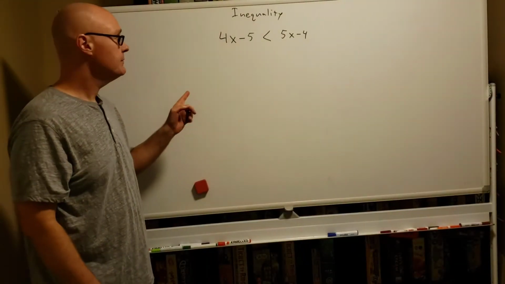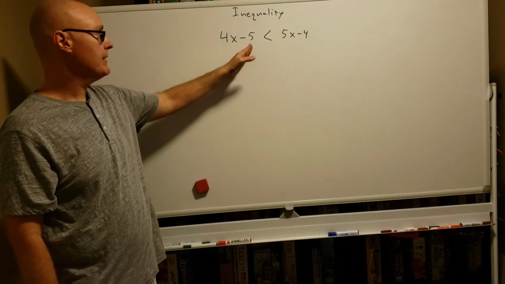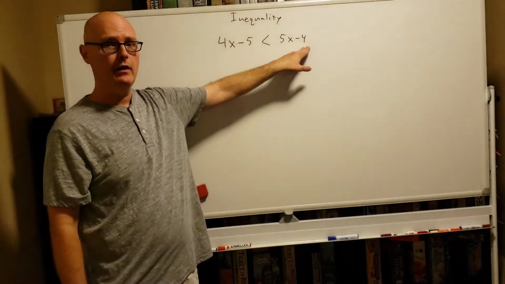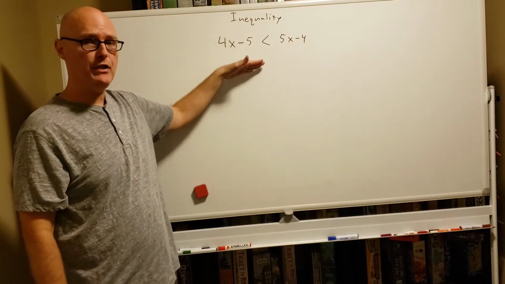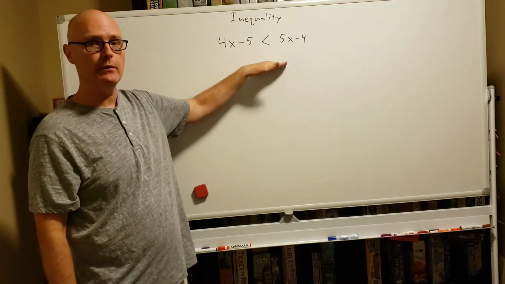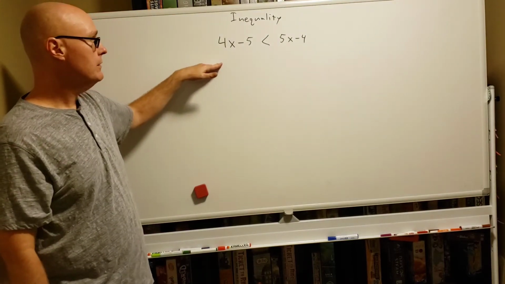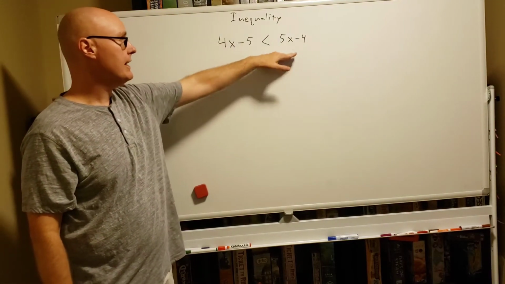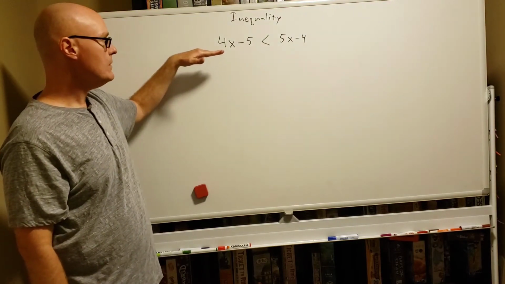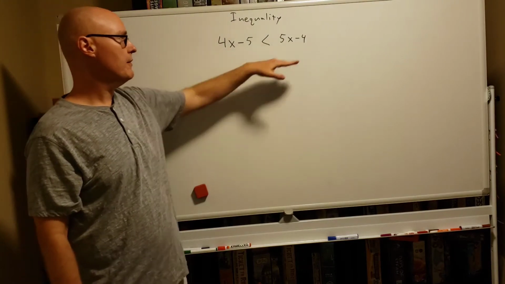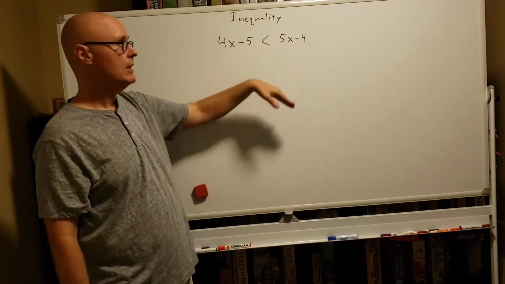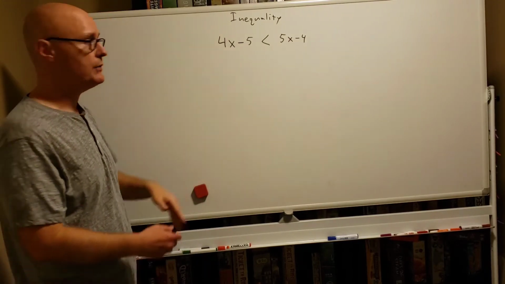So here's an example. Let's say we have 4x minus 5 is less than 5x minus 4. What we're trying to solve is what values of x are possible in order for this to be true. So what we can do is get the x's on both sides. That would be helpful for us. I could either subtract 4x from both sides or subtract 5x from both sides. I'm going to choose to subtract 4x from both sides.